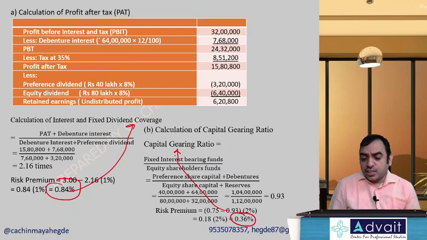Now, retained earnings, we assume it is including all the reserves, including all the profits. Retained earnings assumed to be part of reserves and surplus. They have not told retained earnings at the beginning of the year or reserves at the beginning of the year.